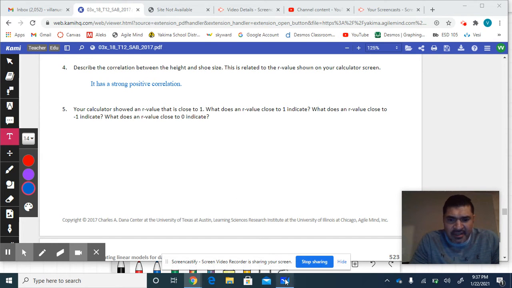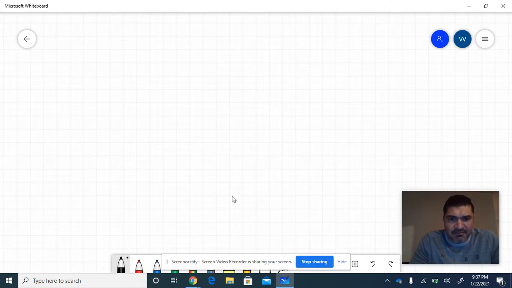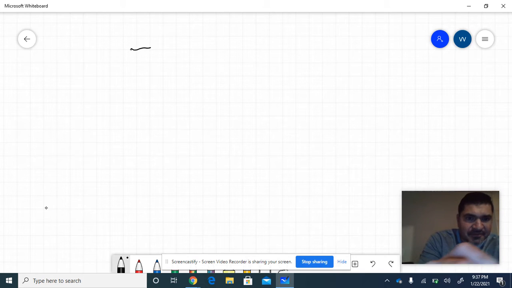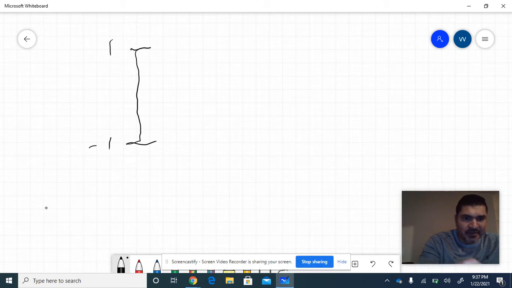All right, so I'm going to go ahead and draw this out for you, or make an explanation here. If this right here is 1, if this is a number line and I expanded it, and this is -1, and right in the middle, 0, okay? So the closer that your R value is to 1, the more accurate it is, the more of a correlation there is. It's going to be a positive correlation.